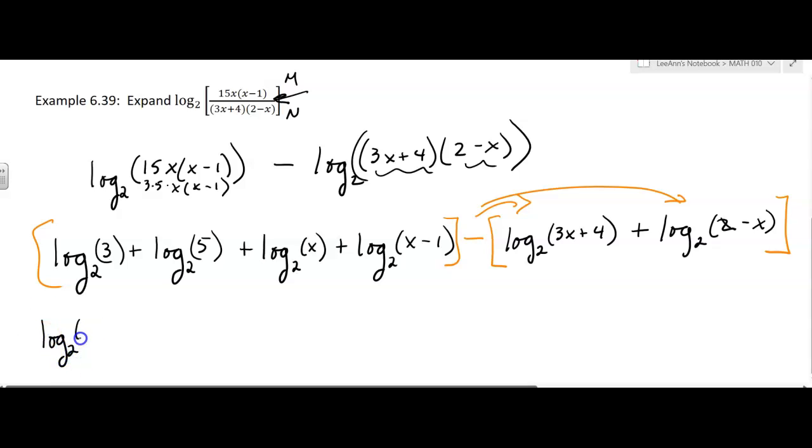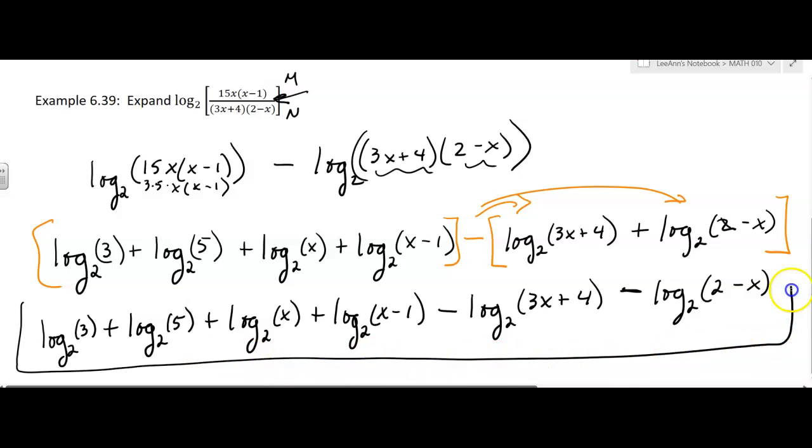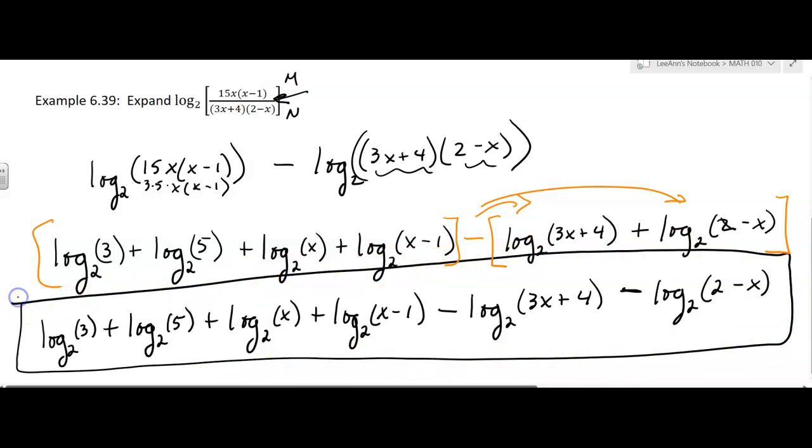Log base 2 of 3 plus log base 2 of 5 plus log base 2 of x plus log base 2 of x minus 1 minus log base 2 of 3x plus 4 minus, I almost forgot to distribute. And that's what it would look like. Really long answer, but that is expanded. I don't even see anything that simplifies.